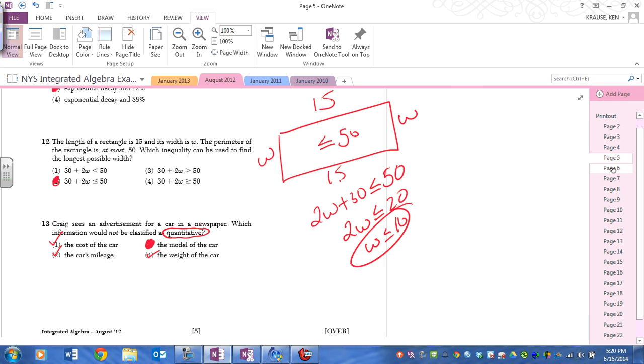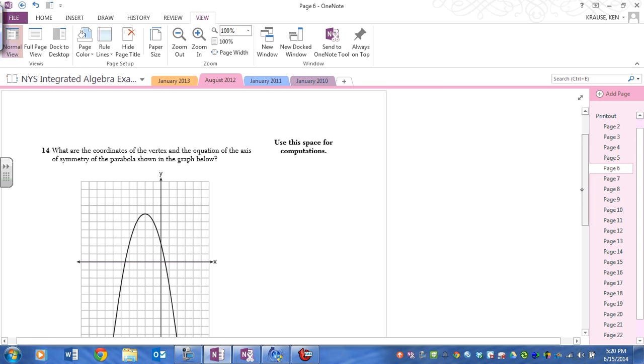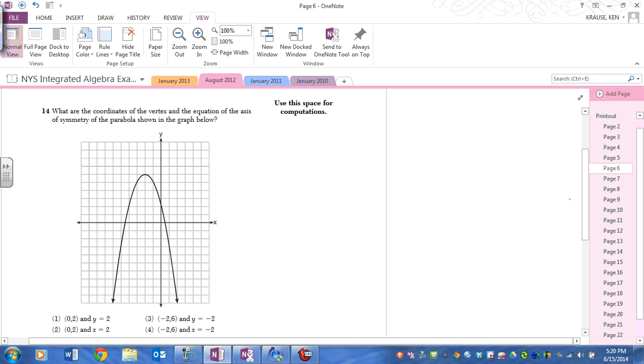All right, 2 left. What are the coordinates of the vertex and the equation for the axis of symmetry? Okay, so here's the vertex. Clearly that is -2, 1, 2, 4, 5, 6. -2, 6. So it's not these two. And then the axis of symmetry is this line. Remember, this is an x equals line. And if we really want to know, x equals -2. Not a y equals line. X equals.